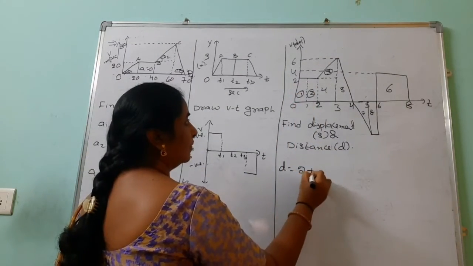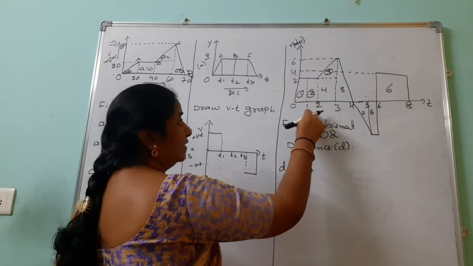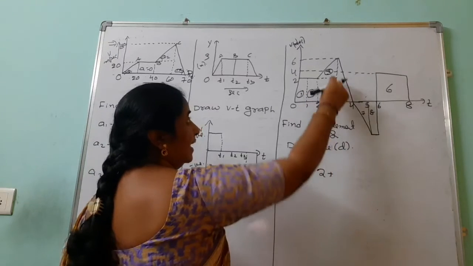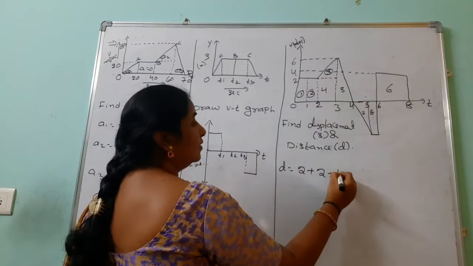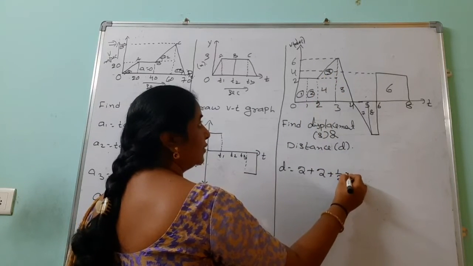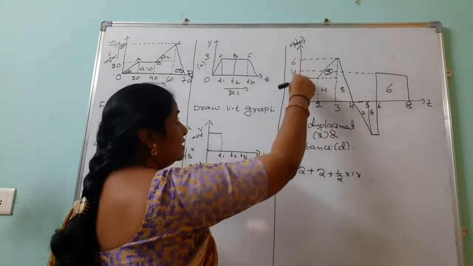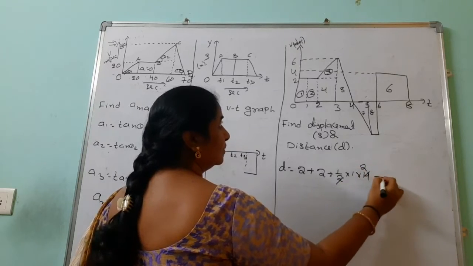2 plus area of second part. Area of second part is how much? 2 minus 1, 1, 1 into 2. Once again you are getting 2 plus. Then area of third part. This is a triangle. Triangle is half into base into height. Base is how much? 3 minus 2, 1. Height is 6 minus 2, 4. This is 2 plus.